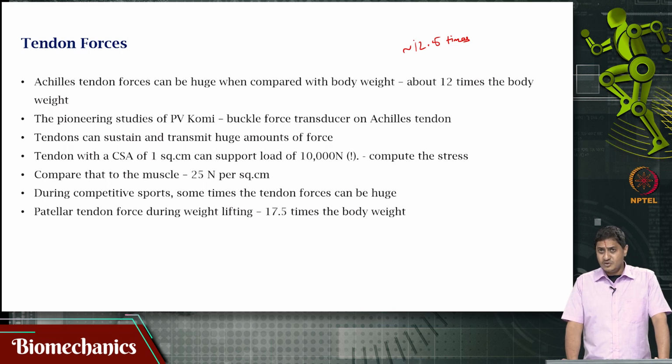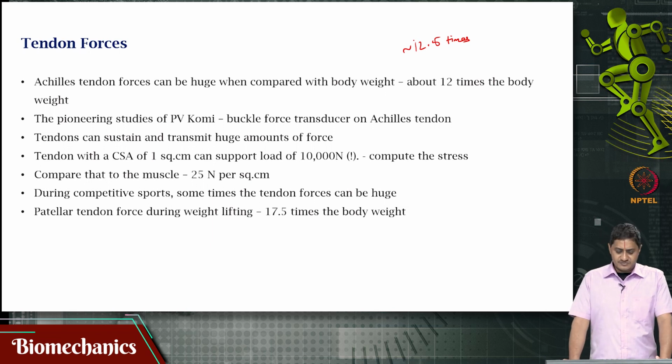Suppose now, discussing this case of P.V. Komi, 12.5 times the body weight. Let us assume his body weight was about 800 newtons, right, a little more than 80 kg. So, 12.5 times, that is about 10000 newtons. So, he is jumping or performing some explosive action, the force might even increase more, but that is not what we are discussing. The load on the Achilles tendon, which might have a slightly smaller area than 1 square centimeter, the stress on that will be huge, right.